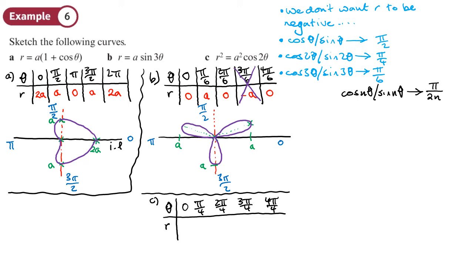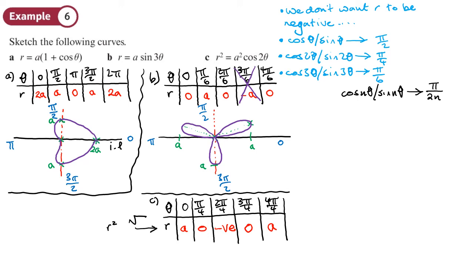So that's like the equivalent of going up to 2 pi, because they're going to get multiplied by 2. So let's now fill in the table. And remember, we need to square root our answers, because what we're going to get from the equation is r squared. So don't forget to square root to find r.